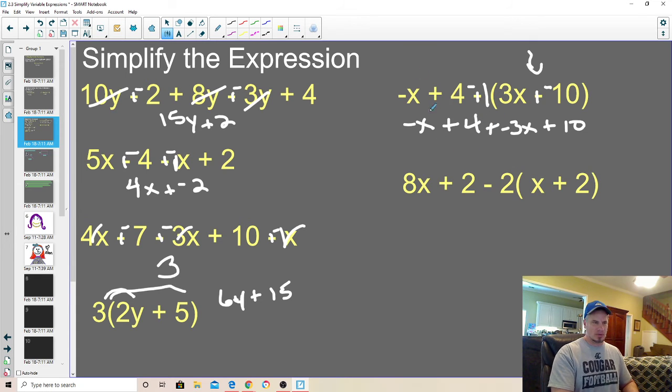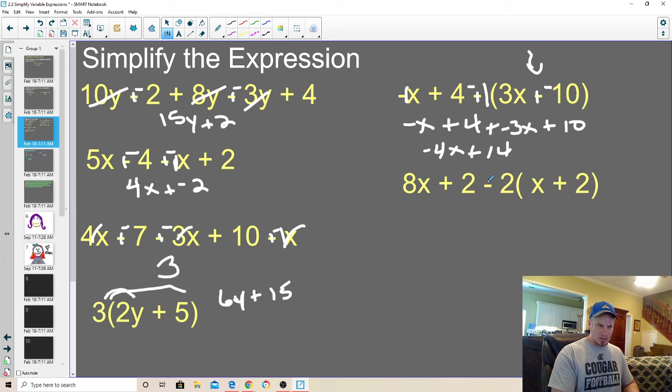Okay? Now, in front of this x, remember I said think of it as a negative 1x, okay? So it's negative 1 and negative 3. That's add, same sign sum, negative 4x. Then it's 4 and 10, which gives me 14. So I get negative 4x plus 14 for my answer. Okay, one more of these.